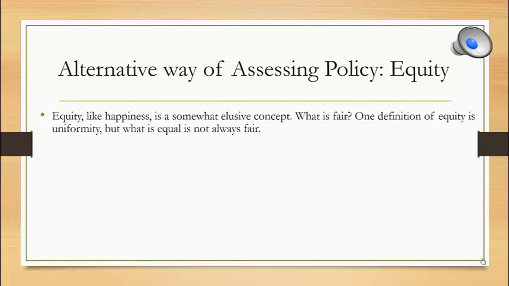So, for example, one definition of equity is uniformity, right? So that everybody gets the same thing. But what is equal is not always fair. You can think about this if you come from a family with siblings, right? At least in my family, my parents would be very clear that you don't always get what your siblings have, because that isn't always what is fair. You have different needs, and equal is not always the best outcome.